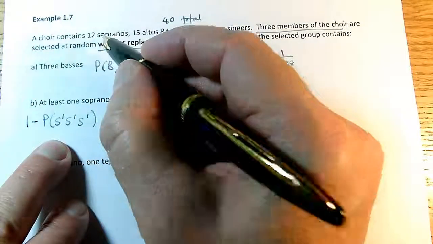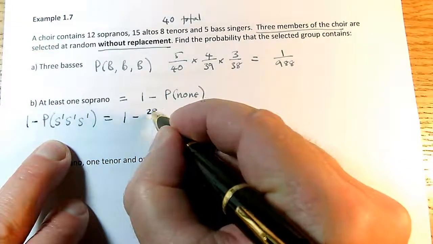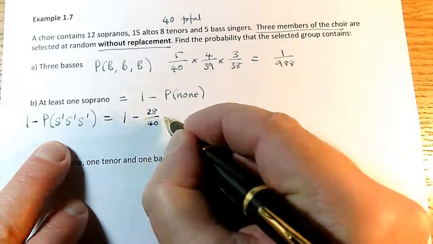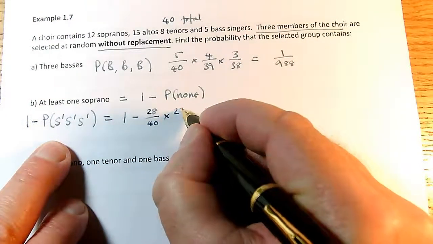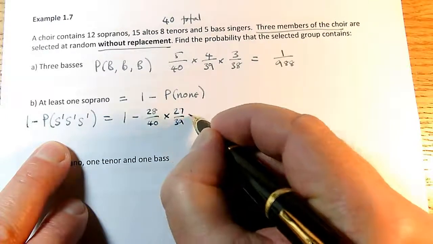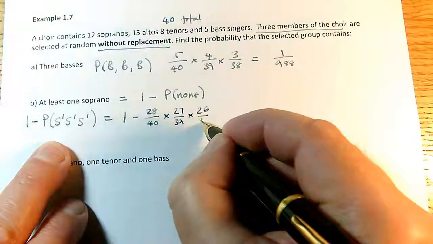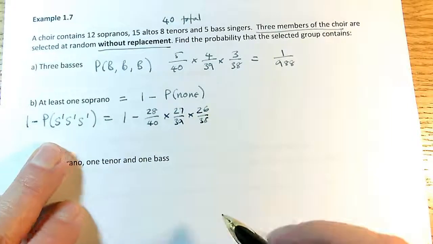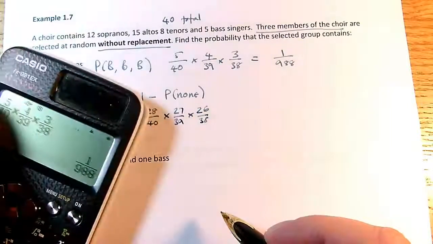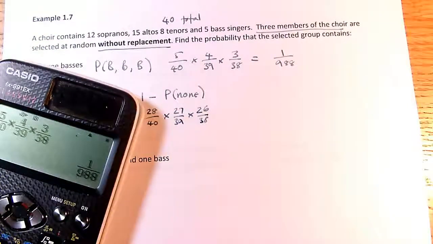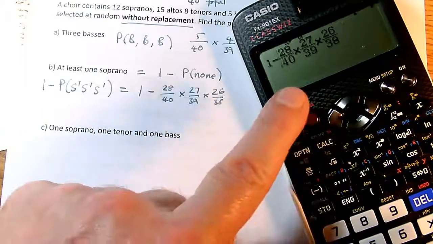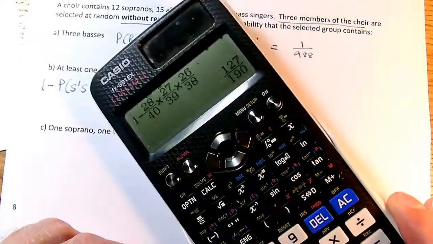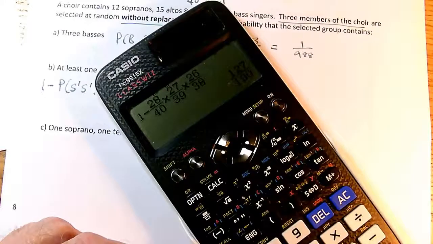Well, there are 12 sopranos. That means there are 28 of the 40 left to not be sopranos. So I need to do 28 times 27 over 39 times 26 over 38. There's only one order that I can get all 3 not being sopranos, so I can change my previous answer. So here we go, I've put that into the calculator, and the calculator tells me it's 127 over 190.